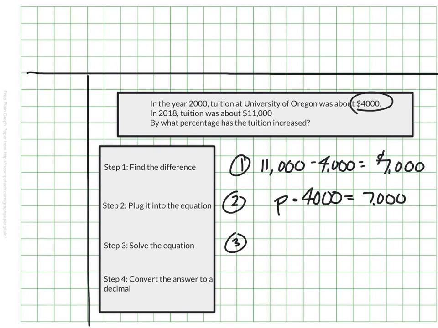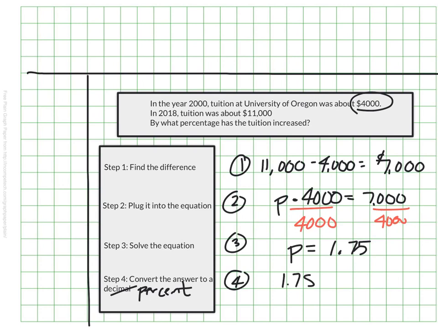As we do with all equations, we want that variable isolated. So for step 3, we divide both sides by 4,000. When we do that, we find that P is equal to 1/7500ths. But then we need to convert that into our percent. Excuse me, that's what I should have had on my steps here. To get our percent, we move our decimal twice to the right, or multiply it by 100. Tuition has gone up 175% since the year 2000. That's a huge increase.